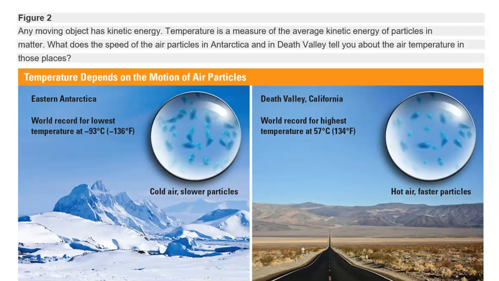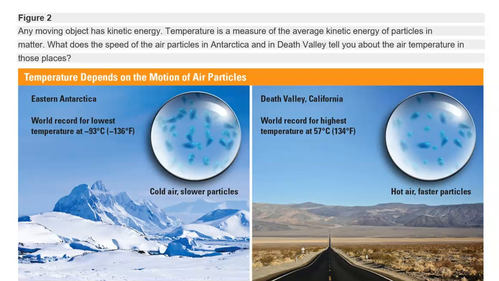What does the speed of the air particles in Antarctica and in Death Valley tell you about the air temperature in those places? Well, temperature depends on the motion of air particles. In eastern Antarctica, the world record for the lowest temperature is minus 93 degrees Celsius, that's minus 136 degrees Fahrenheit. Fahrenheit is what we generally talk about in terms of temperature, but in the science classroom, it would be degrees Celsius. Cold air, slower particles. Now, they're still particles, and when you take a magnifying glass to them, they just look like they're kind of frozen in space, but they're moving.